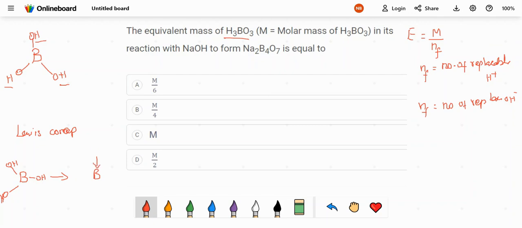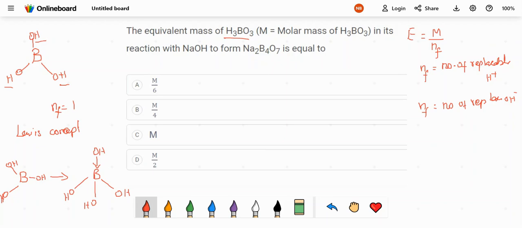But here what will happen? OH minus will be accepted. That is, the electron pair of OH minus will be accepted by boron. That is why we can call it a Lewis acid. So in the Lewis concept, the number of vacant orbitals, or the number of electron pairs accepted, determines the n factor. Here the n factor will be 1. Why? Because only one electron pair has been accepted. That is why n factor will be 1 in the case of boric acid.